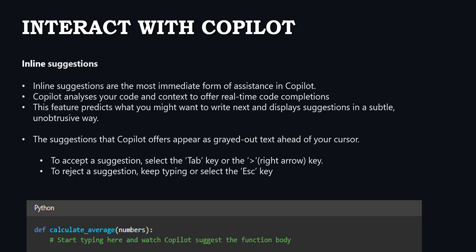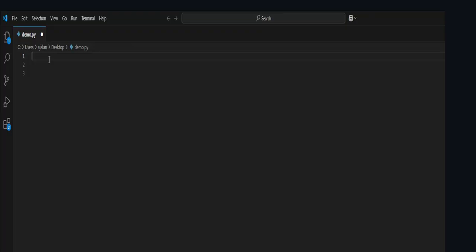Now let's quickly see this in action. So this is my Visual Studio Code, and let me start typing some code. Well, as you can see, it is already giving me a suggestion as I have started typing the code.